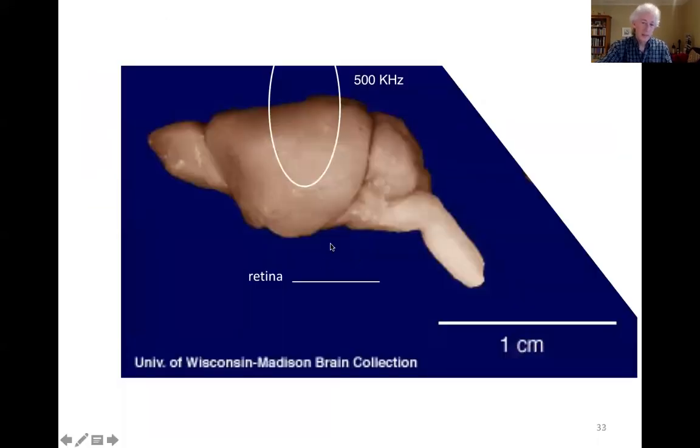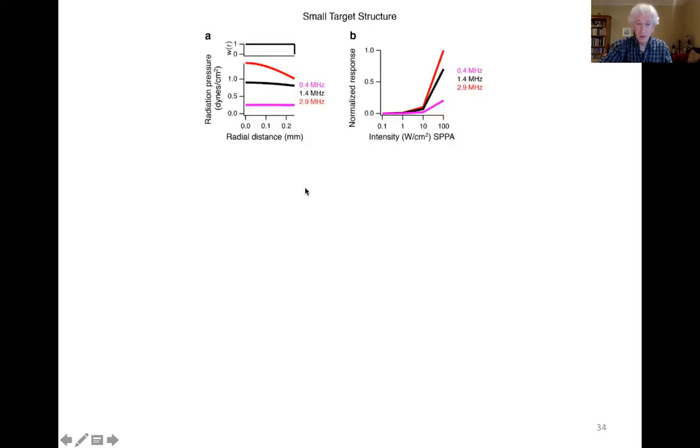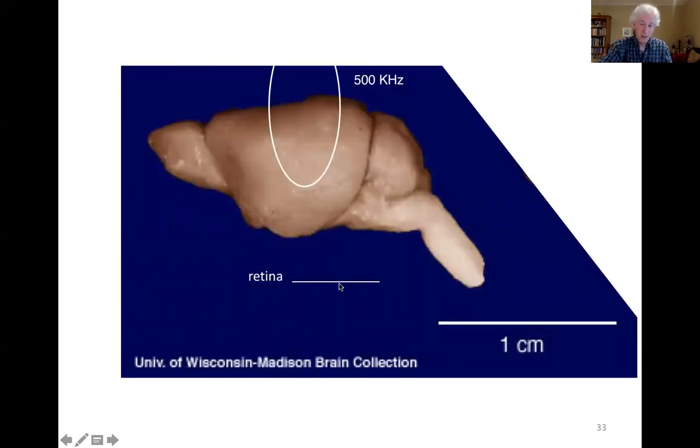Now, in some cases that may not really matter, but depending on the size of the neural structure, it may matter a lot. So this is a mouse brain compared to the retina, and this would be the field stimulated by a half megahertz ultrasonic transducer of the type that was used. It would activate an area of neural tissue that would be much larger than in the retina. The retina isn't only this narrow thickness here, okay?